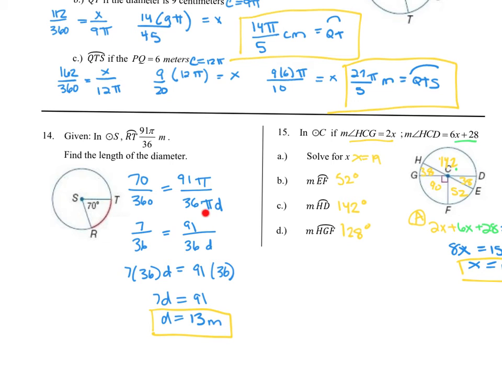But then I need to have the diameter down there, and my circumference is pi times the diameter. The diameter is what I'm looking for. So what I'm going to do is cancel those pi's out, and then I'm going to leave the 9 over the 36 there, and I'm going to cross multiply. So here's my 7 times 36 times the diameter, and then here is 91 times 36. The 36 on both sides cancel out. I get 7d equals 91, and so my diameter is going to end up equaling 13 meters.